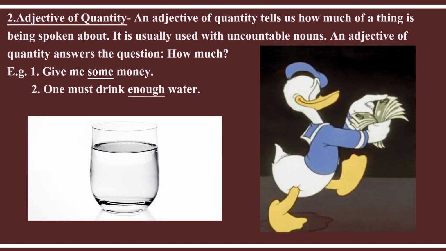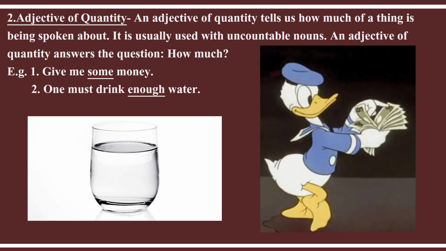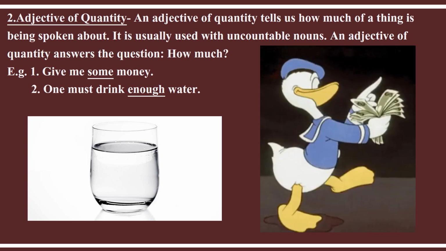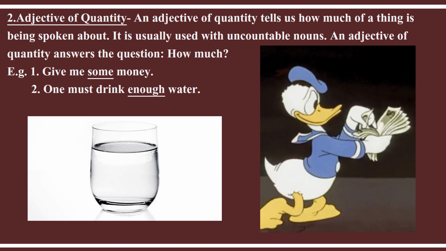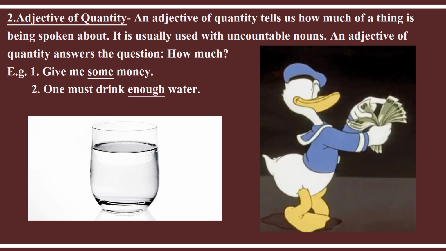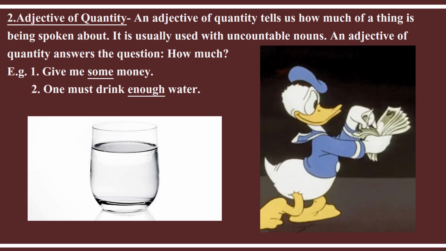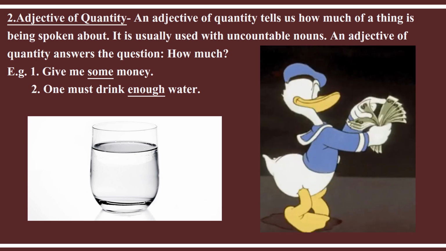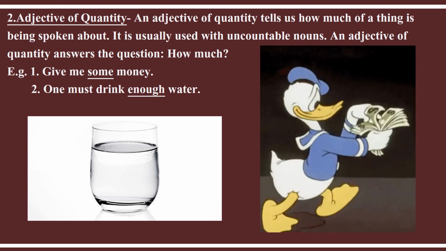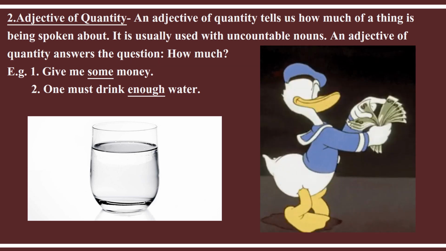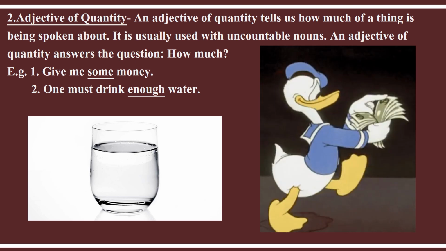Adjective of quantity. An adjective of quantity tells us how much of a thing is being spoken about. It is usually used with uncountable nouns. It tells us about the amount of an uncountable thing, like a liquid, a gas, a very small particle like sand, etc. It answers the question how much. Example: give me some money. One must drink enough water. The words some and enough are adjectives of quantity.